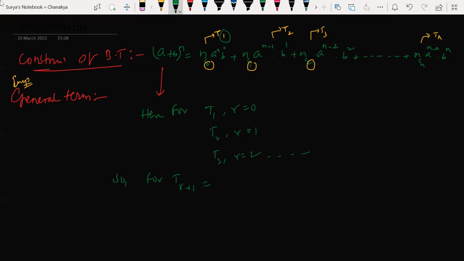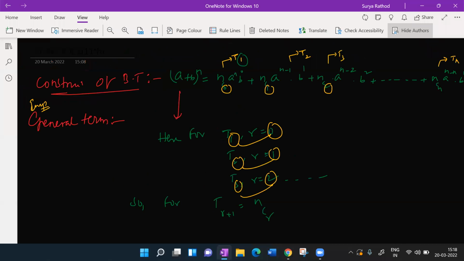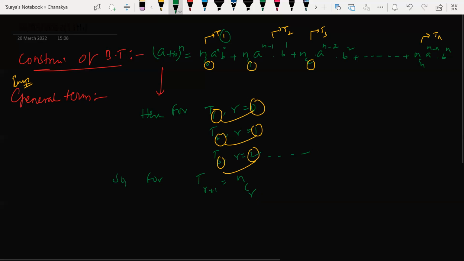Now can I write it? T(r+1), the (r plus 1)th term, is equal to nCr. For the general term, T(r+1), what is the r value? r only. Look at this here. For the first term, r value is 0. For the second term, r value is 1. For the third term, r value is 2. So for r plus 1, it will be r, isn't it? Are you able to understand here? For the (r plus 1)th term, we'll have r. So r value is r only.